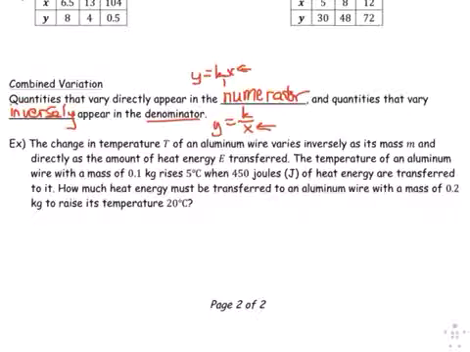So for this example, the change in temperature T of an aluminum wire varies inversely as its mass m and directly as the amount of heat energy E transferred. So step 1 will be to find k.